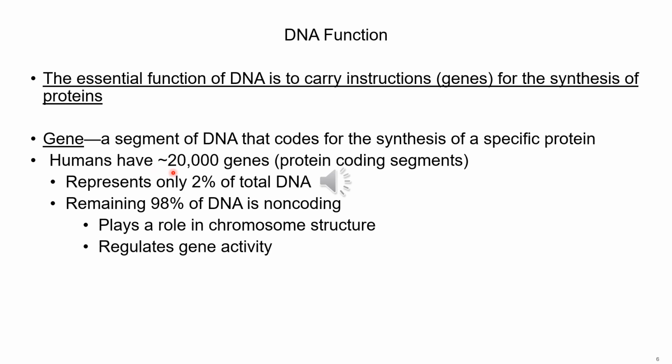Humans have about 20,000 genes, or about 20,000 protein coding segments. This 20,000 actually represents only 2% of the total DNA. The remaining 98% is non-coding, but it has some other important roles to play. The 98%, which is non-coding, plays a role in chromosome structure and also regulates the gene activity.